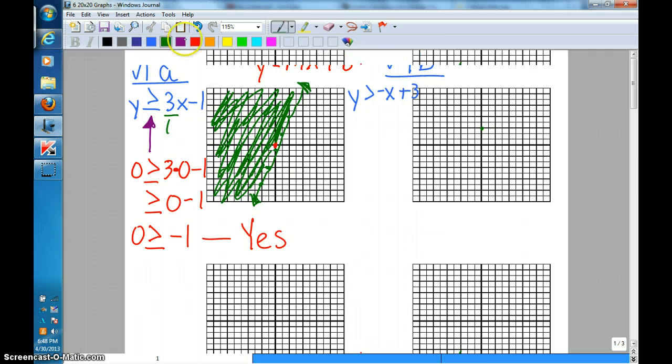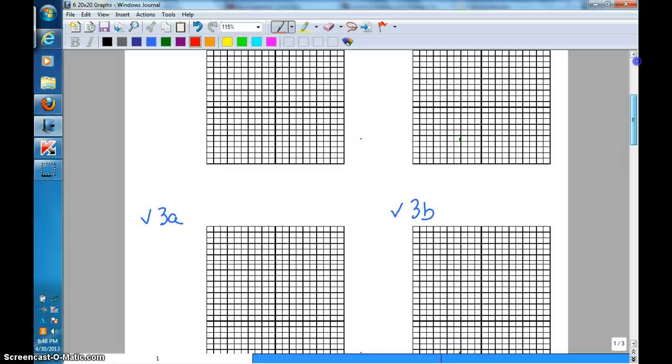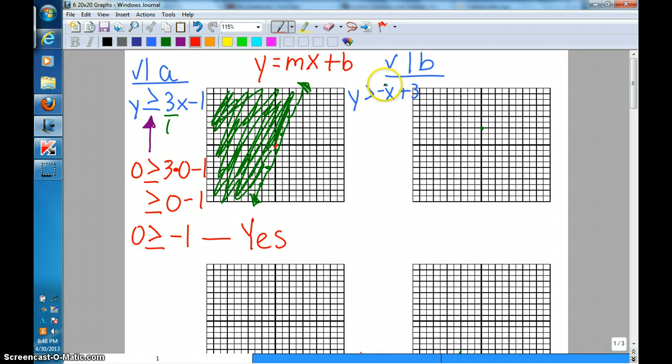The slope is -x, so remember when there's no number in front of it, it means 1. So it's -1/1. I'm going to go down 1 over 1, down 1 over 1, and then up 1 over 1, up 1 over 1. This time, it's a less than or greater than sign. So like we said before, it is not a solid line, it's a dashed line. But it still has arrows.